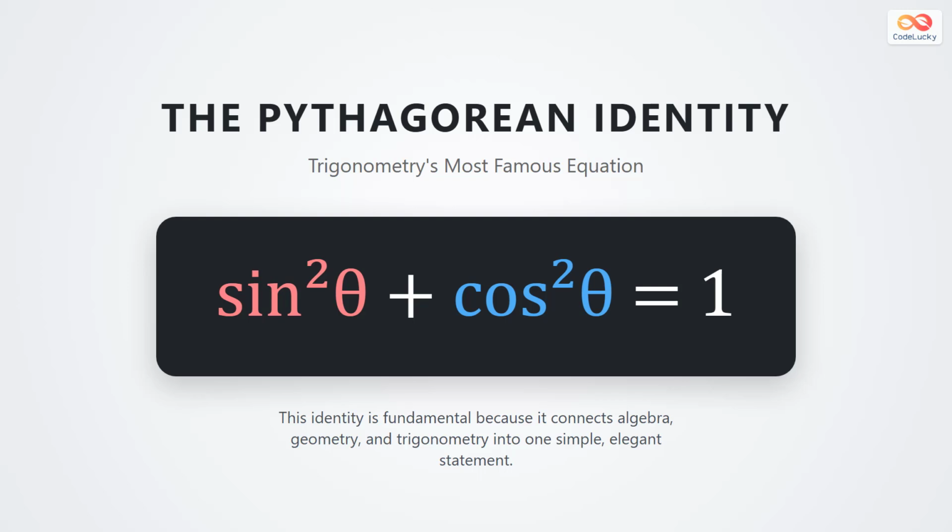And there we have it. Sine squared theta plus cosine squared theta equals 1. This is the Pythagorean identity. It holds true for any angle because the point always remains on the unit circle, maintaining that fixed distance of 1 from the center.